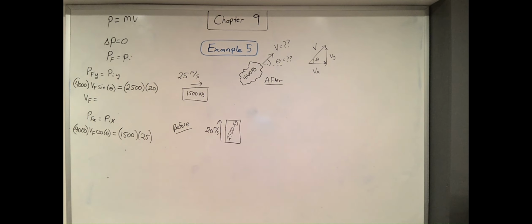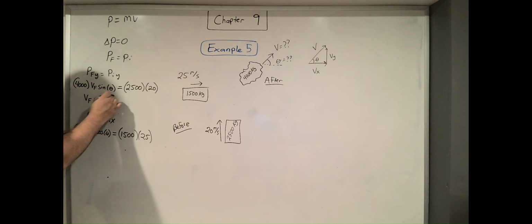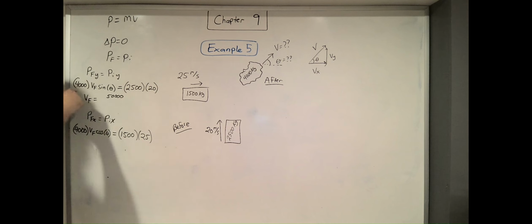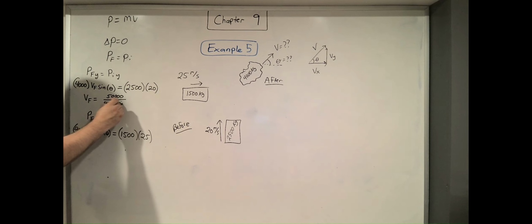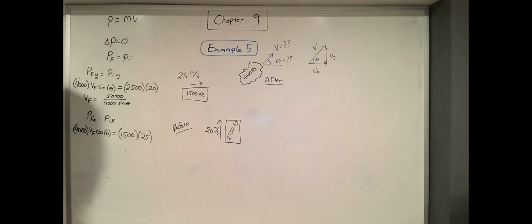Sorry about that, I dropped my marker. What do we get on this side? We're going to get 2,500 times 20. That gives us 50,000. Okay? So I'm going to have 50,000. That's this. Now I need to divide that by 4,000, and I also need to divide that by sine theta. Hopefully that makes okay sense.